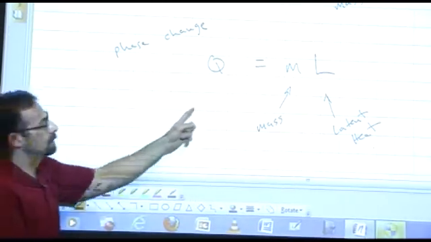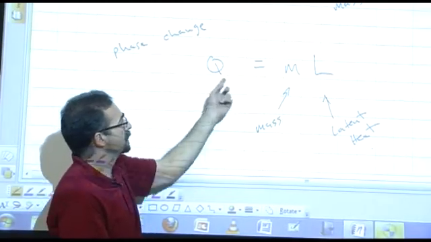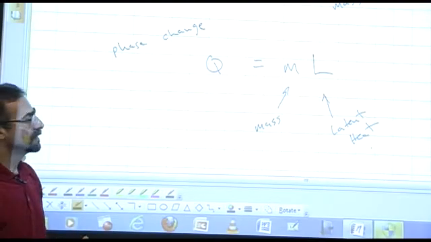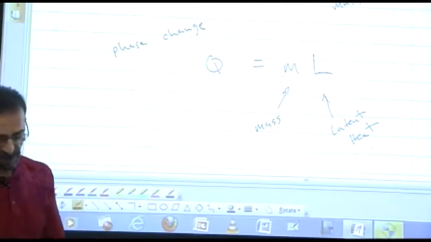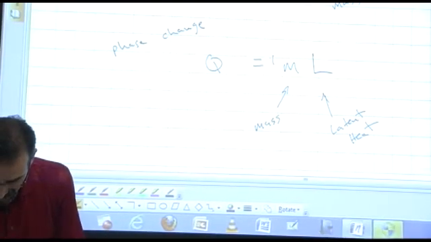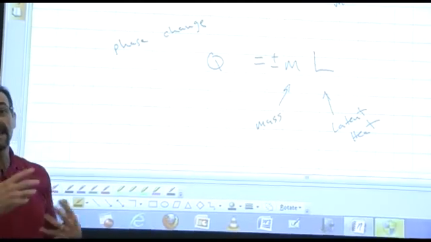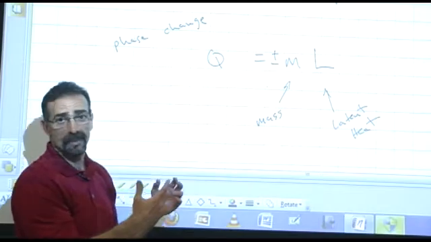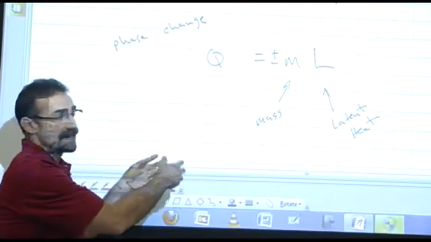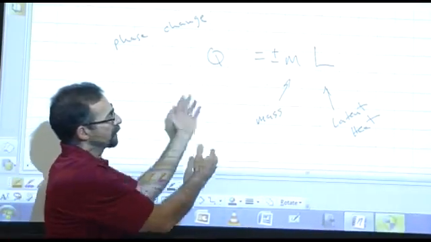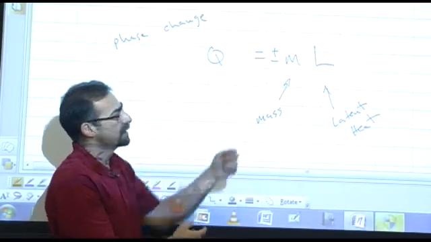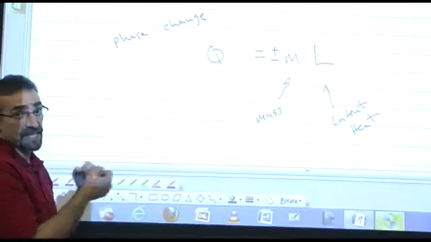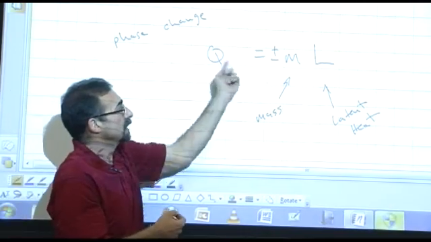And Q would either be positive or negative. Anytime we're putting heat in, Q is positive. So when would we be putting heat in? I guess I should put a plus or minus sign here. We would be putting heat in if we're taking something from a solid to a liquid, right? We would want to melt it. We would put heat in to change it from a solid to a liquid, so Q would be positive. If we're changing it from a liquid to a solid, we would have to extract some heat, remove the heat, so Q would be negative.